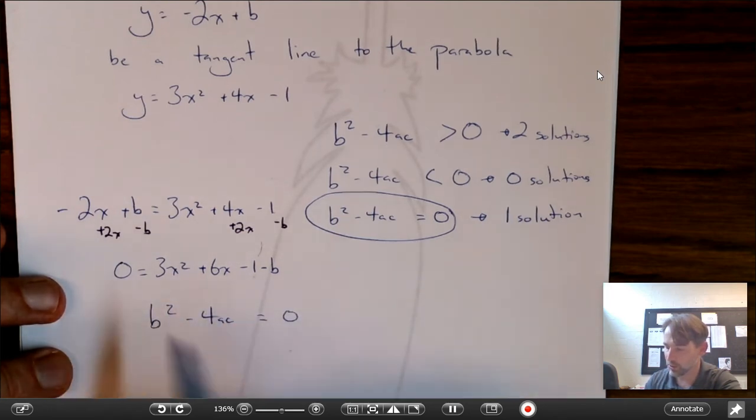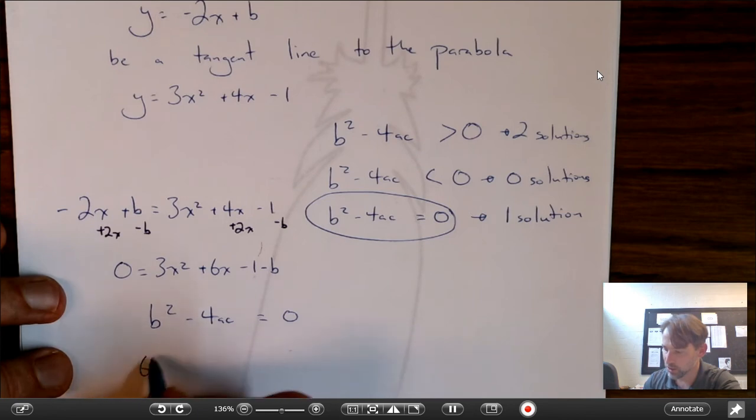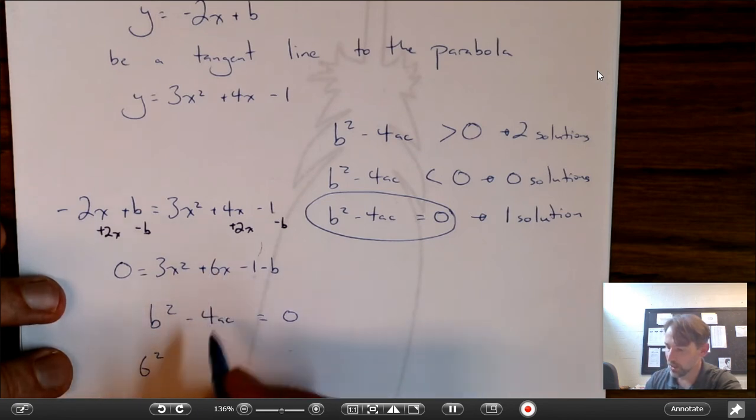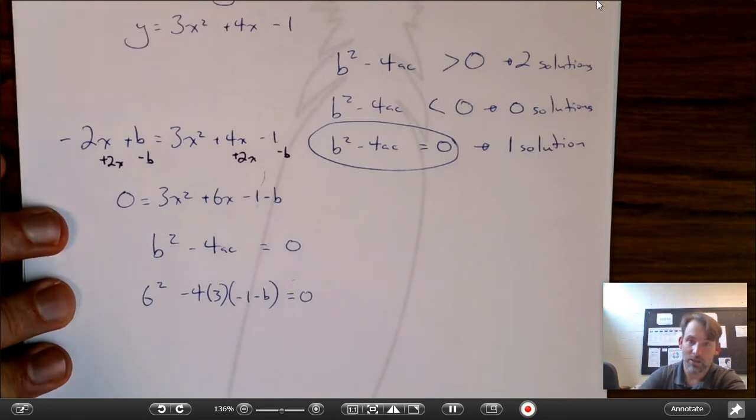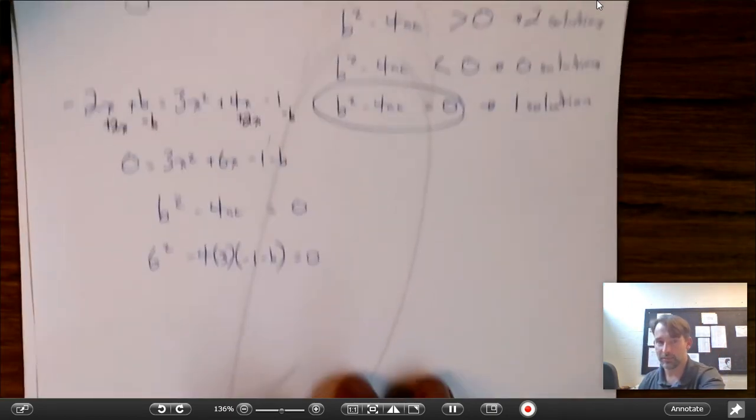Okay, now put in the things. So b squared is 6 squared in this case, minus 4 times 3 times c. c is -1 minus b. Okay, that's equal to 0. Now we have one equation, one unknown, solve for b. So let's do exactly that.